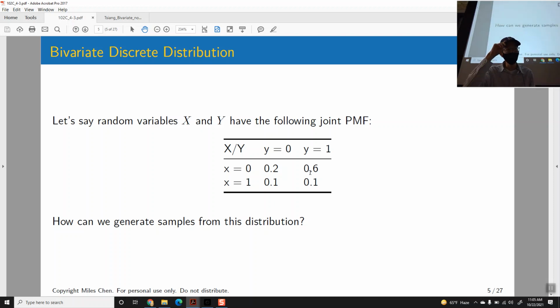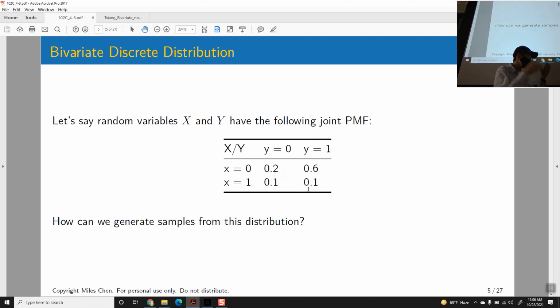So how can we generate samples from this distribution? Well, there's a few ways we could do it, right? One is we can first generate x. We can generate x to be 0 with probability 0.8 and x to be 1 with probability 0.2. And once you have your x, then you can generate y. If x is 0, generate y equals 0 with probability 0.2 over 0.8, so 0.25, and y equals 1 with probability 0.75, because you have to scale things up. And if x equals 1, generate y equals 0 with probability 0.5, and y equals 1 with probability 0.5. So you could do this two-step generation, okay?